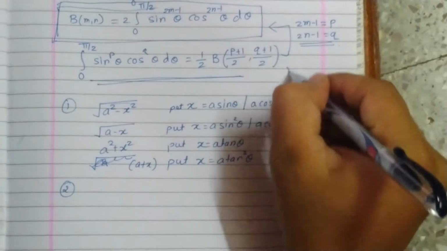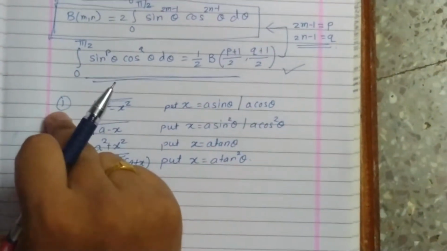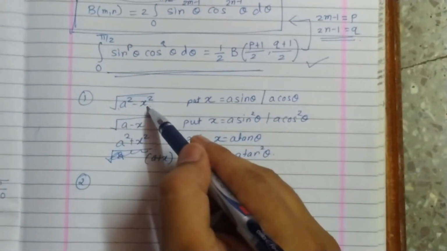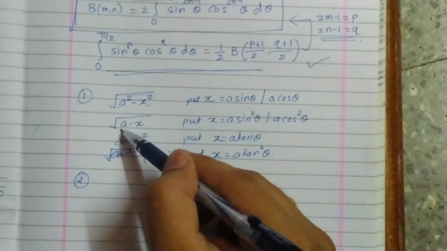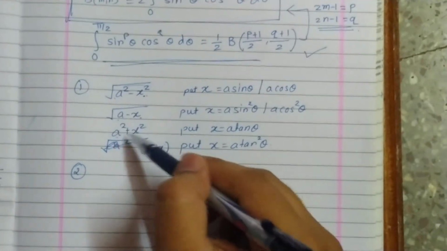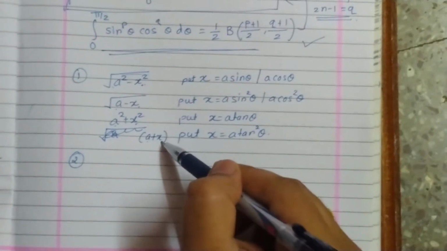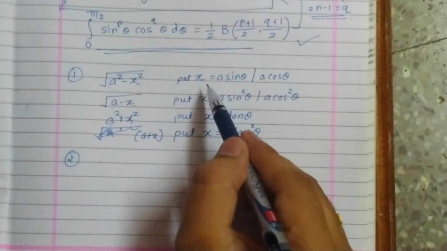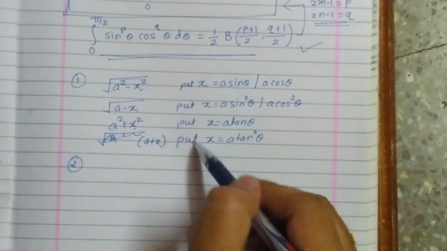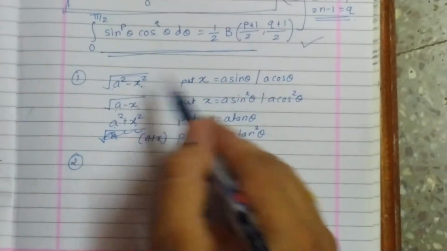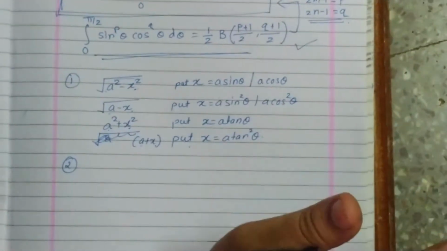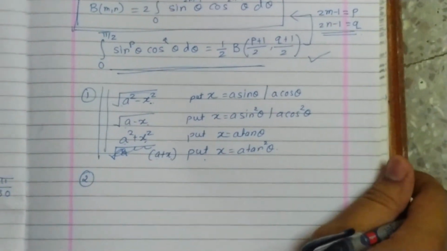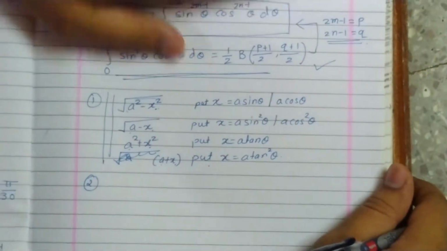Now when am I going to use this? In the first part I'll explain when I observe a square root of a square minus x square term, or square root of a minus x, or a square plus x square, or a plus x like terms in my example based on the beta function, I would like to make a substitution like this which converts my problem into the second form of the beta function. So whenever I observe these 4 types of terms, I would follow the second form of the beta function.